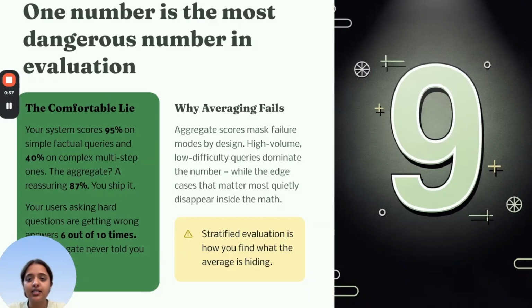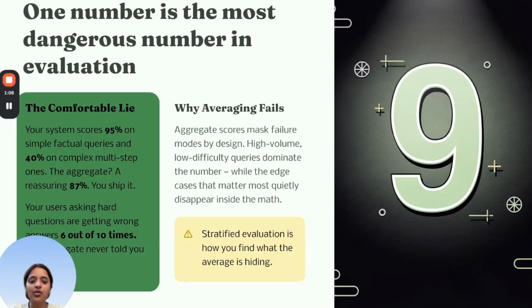When we are looking at evaluation, one number is the most dangerous number in evaluation. So we are supposed to have multiple of them, or something that explains everything that is happening. Say our system scores 95% for simple factual queries. Say, what is the delivery time? What is the refund policy? When am I going to get my order? Those are simple queries. But the system only scores 40% on complex multi-step ones.